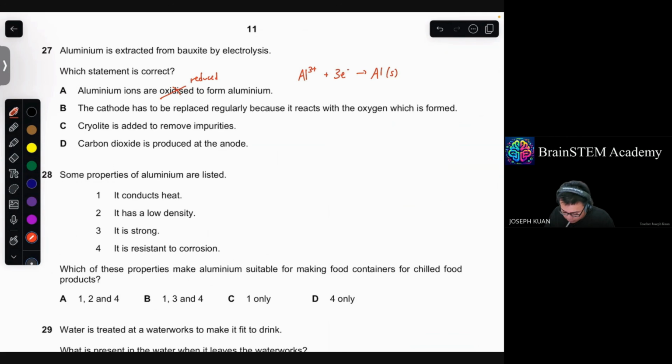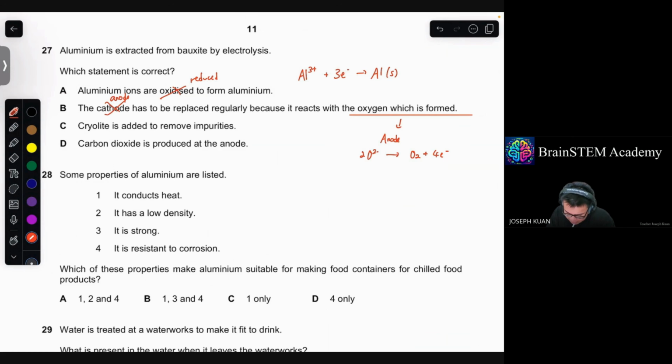For B, the cathode has to be replaced regularly because it reacts with the oxygen that is formed. Now, the oxygen that is formed is actually formed at the anode, not the cathode. So the answer for B is also wrong, it should be anode.